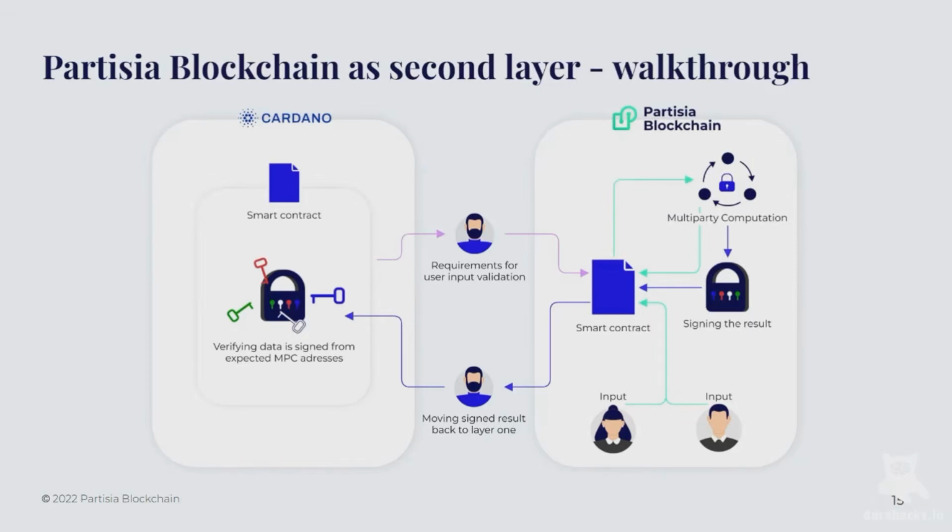This will allow the smart contract on layer 1 to be certain that the result was actually produced by the MPC computation and by the smart contract deployed on Partisia, and will therefore allow the layer 1 to act on the result that came out of the MPC computation. So this was a brief overview of how you would structure a layer 2 solution to actually get MPC computation running on top of your layer 1 solutions today.